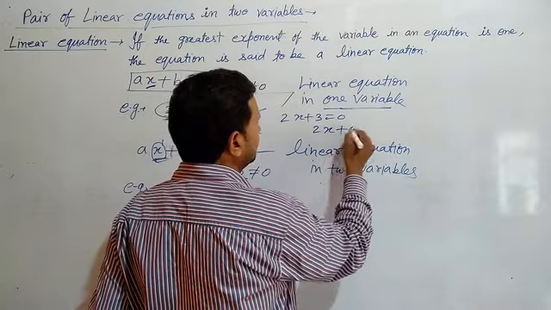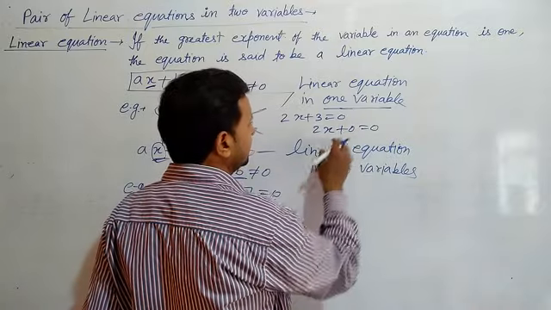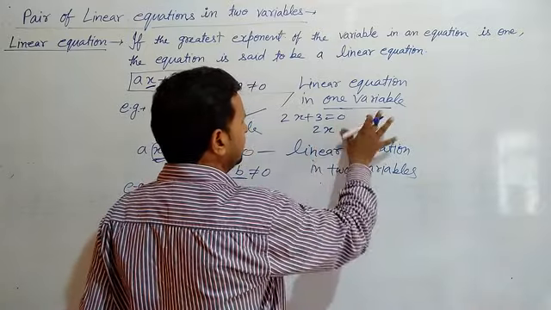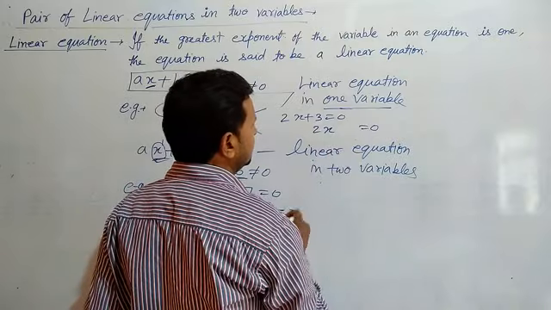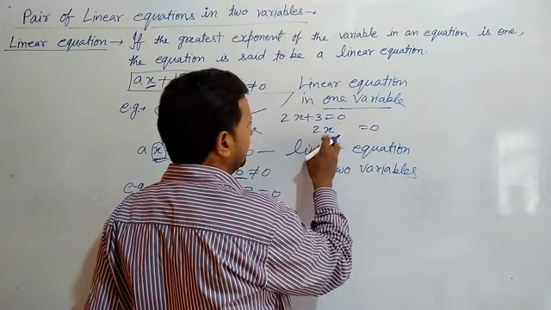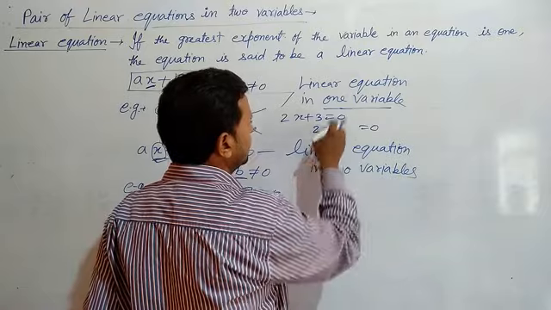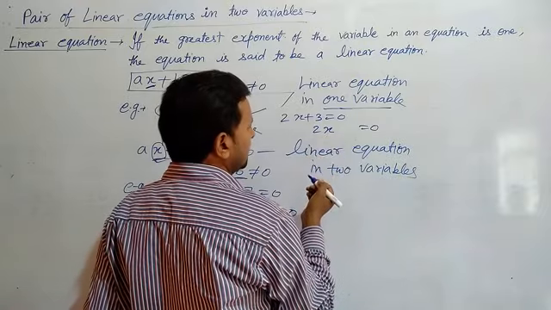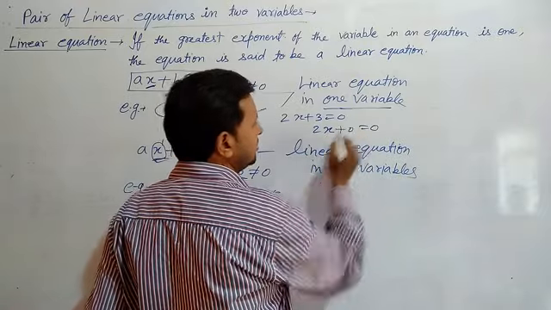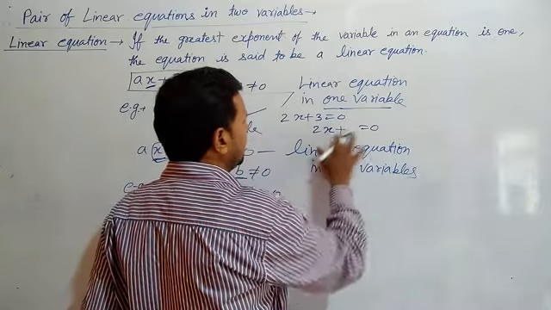2x plus 0 is equal to 0. Suppose that it is given. It means you can remove it here, so 2x is equal to 0. This can also be called a linear equation with one variable. Why? Because the variable term can be 0, okay? But it cannot be 0.